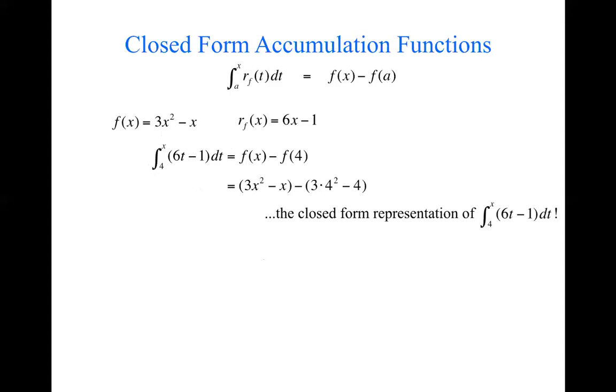So net accumulation beyond 4. And I could simplify this, whatever this number is at the end. 16 times 3 is 48. Let's see. So this would be the same as minus 44. 3x squared minus x minus 44. Great. That's the same as this. We should, however, also be able to do something similar, even if you're not given this f of x to start with.